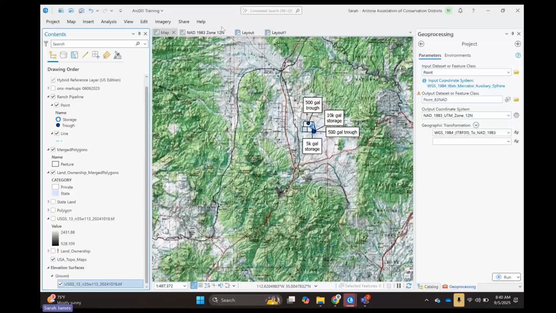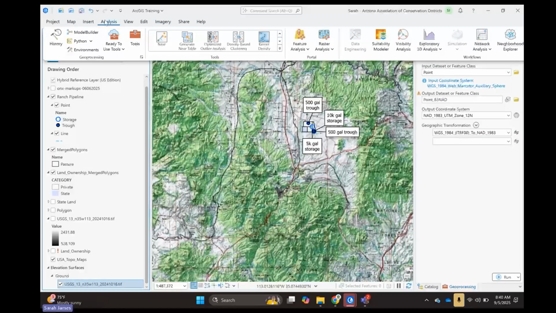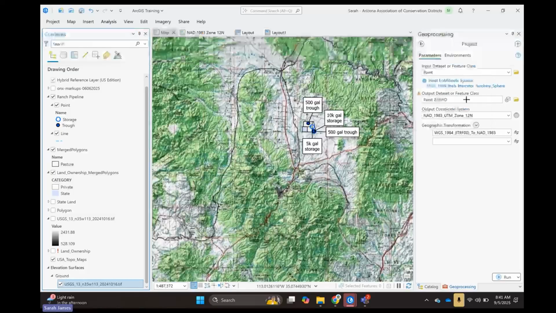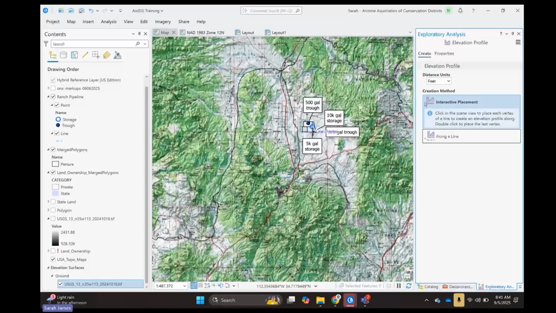The next thing to do, oh, hold on, let me move my part. If we go to our analysis, there it is. So analysis again, and then our exploratory 3D analysis, and hit that drop down. Now that we have an elevation source, we get these two new options, and one of those is creating an elevation profile. So I'm going to select that and zoom back into our line.